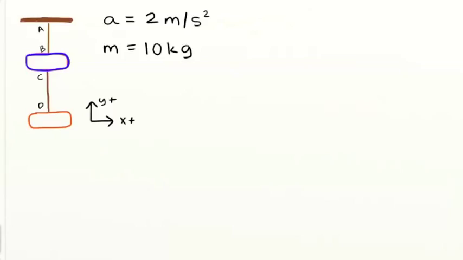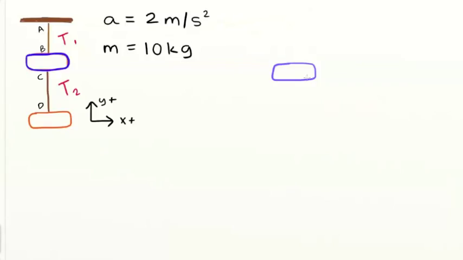So I have drawn the picture right here, and I'm going to label the rope between distance A and B tension number 1, and the distance between C and D tension number 2. So now we can begin by drawing our free body diagram.